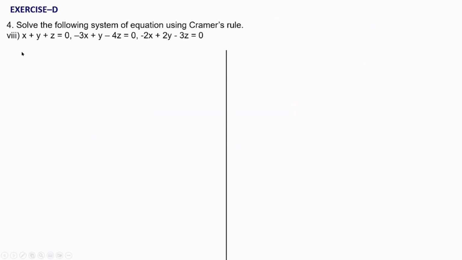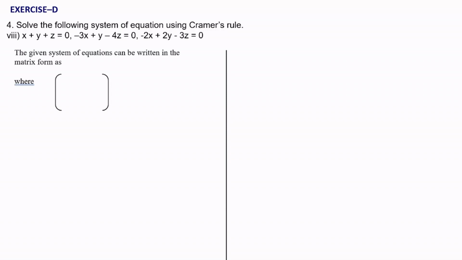Next question: x plus y plus z equal to 0, minus 3x plus y minus 4z equal to 0, and next we have minus 2x plus 2y minus 3z equal to 0. So here we can see that all these are equal to 0. So this system is a homogeneous system of equations. Now let us see what kind of solution we will get.